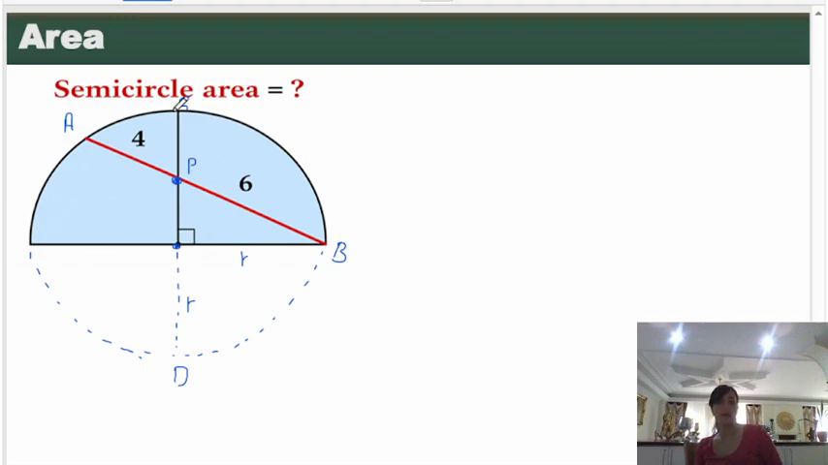So these two chords CD and AB intersect. I can use this rule that says AP times BP equals CP times PD.